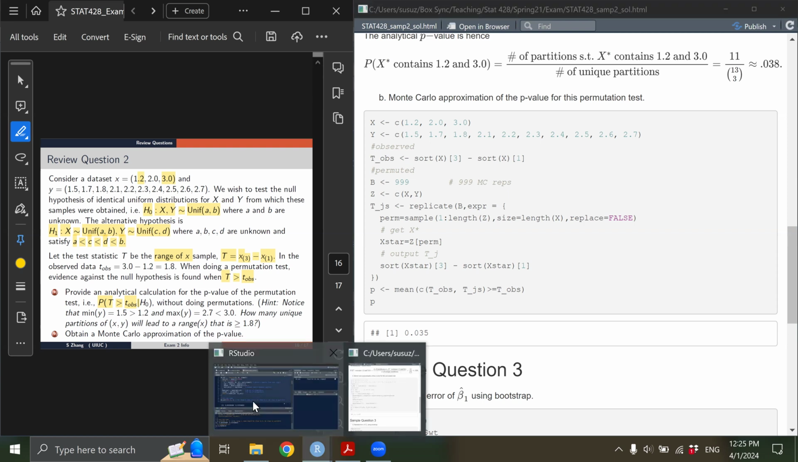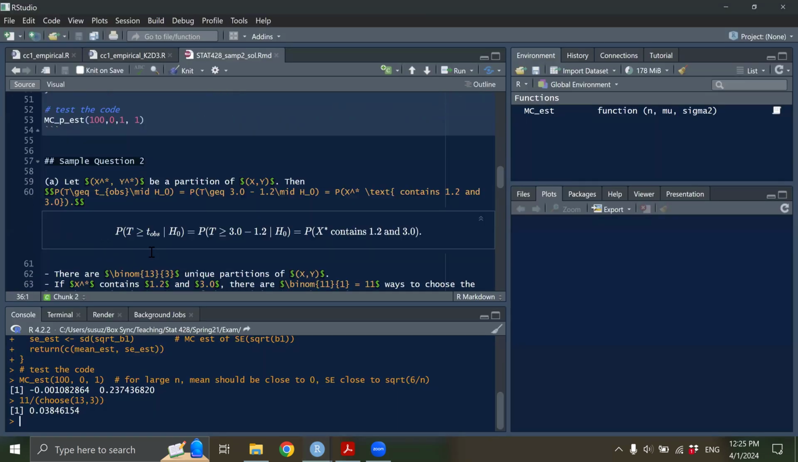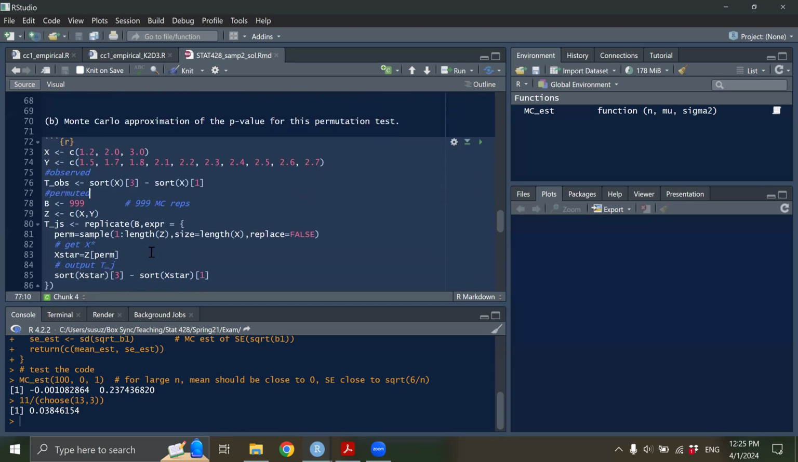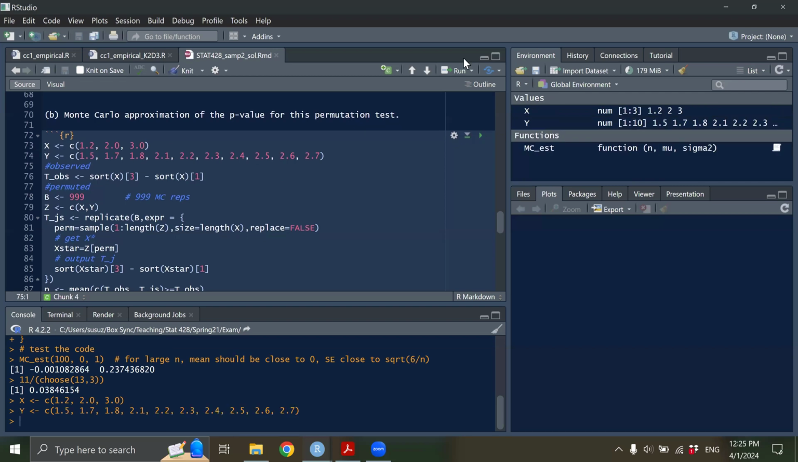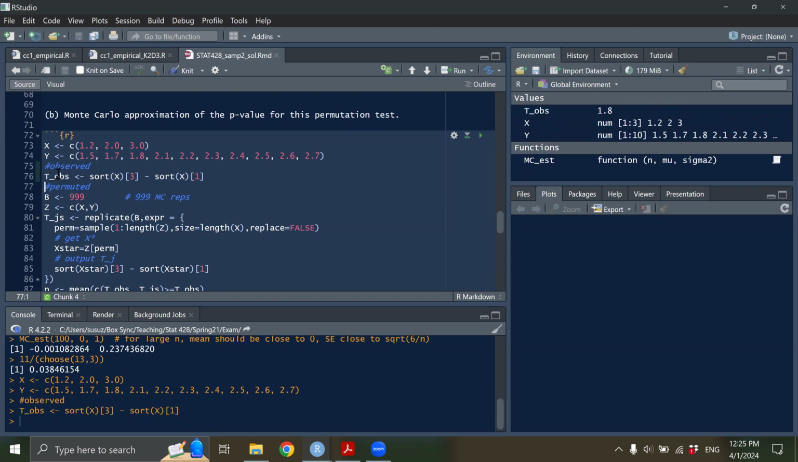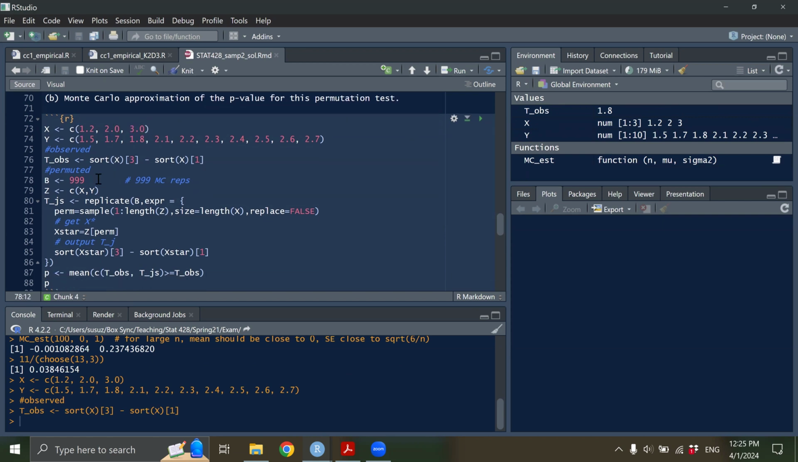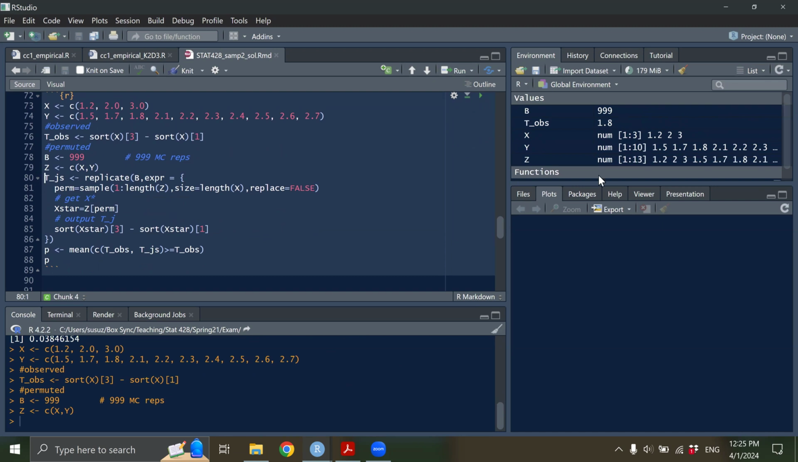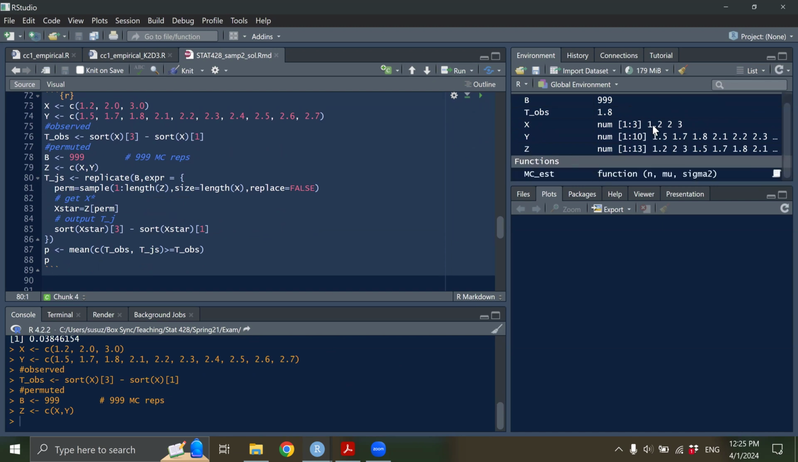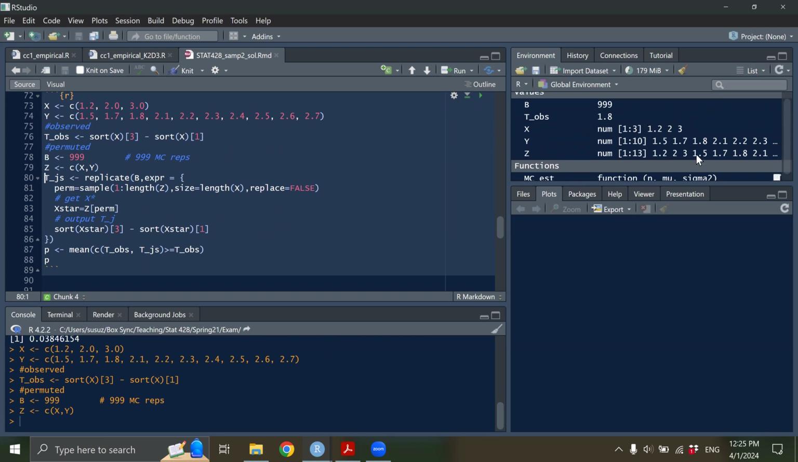All right, let's quickly run the code over here where we see what the objects returned in each step are. So to load the data, here's our X, here's our Y. So a total of 13 samples. Observed T, we know, is 1.8. It's going to be the maximum of X, 3, minus 1.2. B is the number of permutations we're going to do. Z is essentially the X's followed by the Y's.